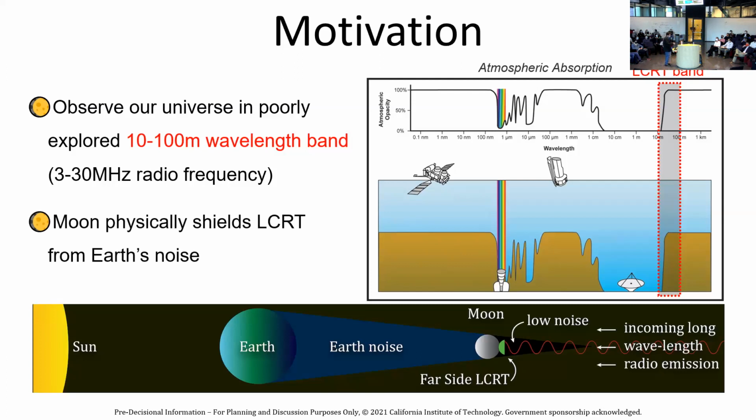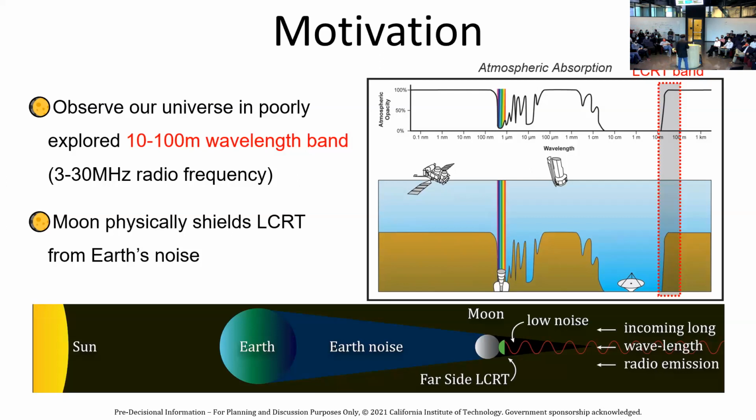Turns out there are a couple of additional things that happen. The moon is basically our shield from Earth. It also shields us from the sun during the lunar day, where the sun is a strong source. So now we have all these waves coming from the early universe that are nicely shielded from the Earth and sun.